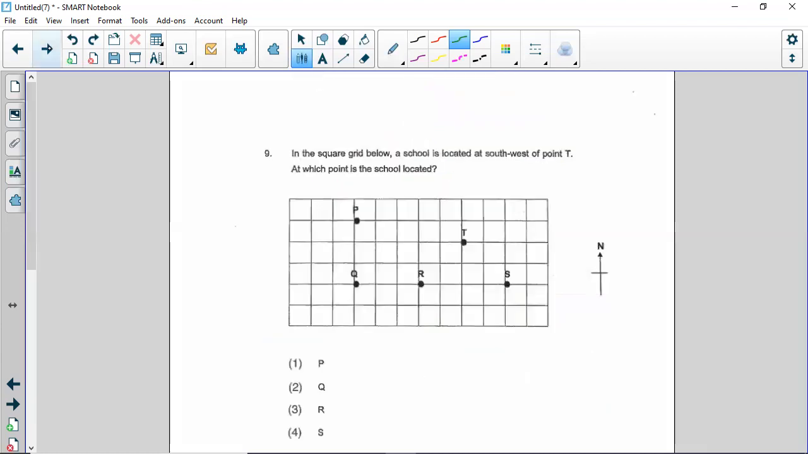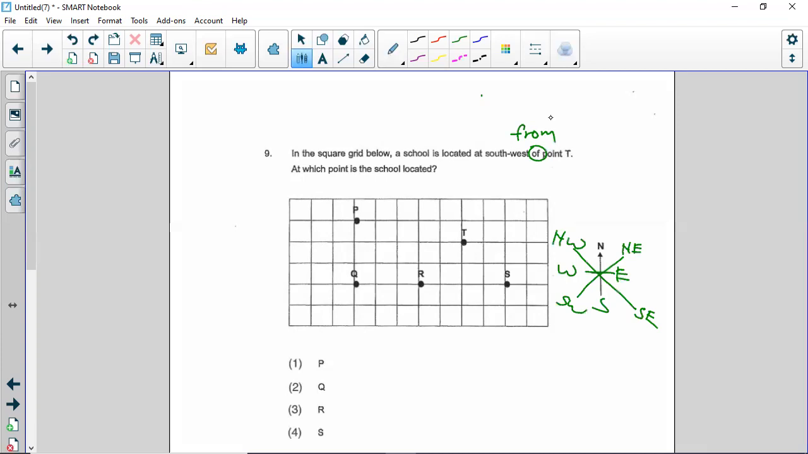Question 9. Okay, this one. Some of you got it wrong, and this is another reminder how to do this. In the square grid, a school is located southwest of... What is of? Of means from. From point T. So before you find the answer, you need to write down the directions first. Northeast, southeast, southwest, and northwest. You have to do this first, otherwise you'll be doing it in your head, and that's dangerous.